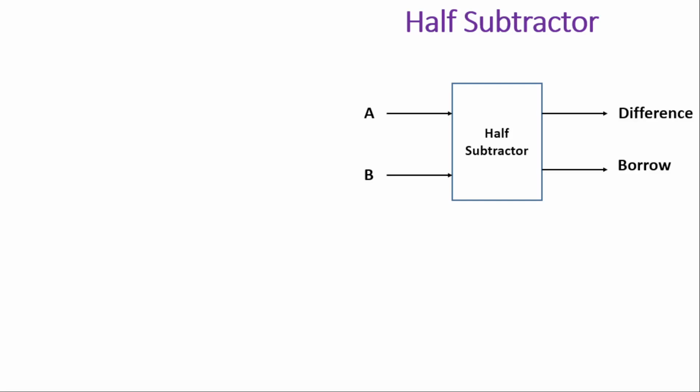Half subtractor is the digital circuit which performs subtraction of two 1-bit numbers. The first 1-bit number is A, the second one is B, and this will perform A minus B operation. The result will be difference and the borrow generated after performing the subtraction.